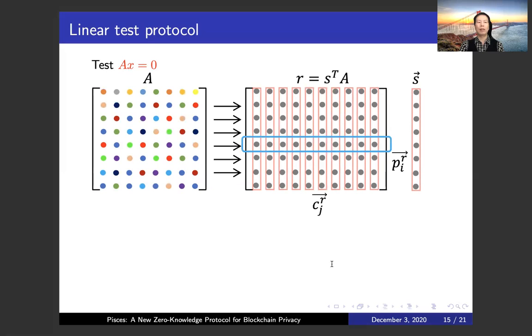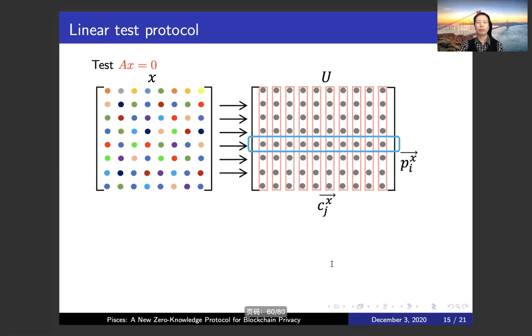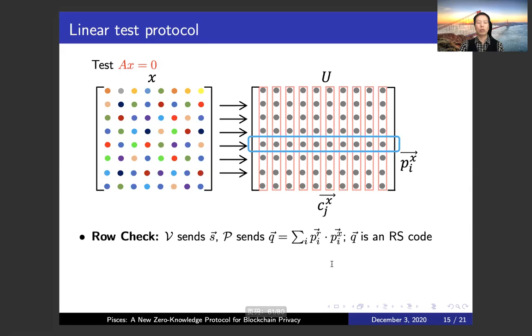For matrix A, the verifier just sends a challenge vector s, and the prover computes r equal to s transpose times A. Each row is an RS codeword, and we also need to query some columns. This is done for x. So for the row check, we send s, and the prover sends q. q is an RS codeword.